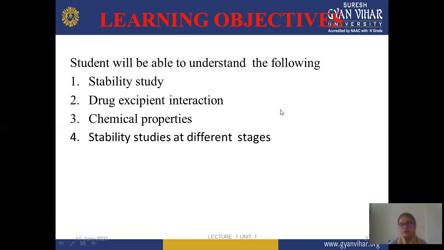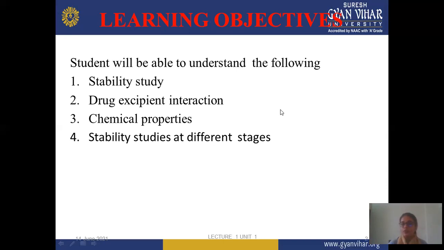excipient, because if an interaction is observed, then there may be chances that your drug is not good and a good formulation is not formulated, and certain problems may be observed during storage or during administration. So before starting a formulation or finalizing your formulation, you should be assured about drug excipient interaction, or maybe drug-drug interaction, or excipient-excipient interaction taking place.